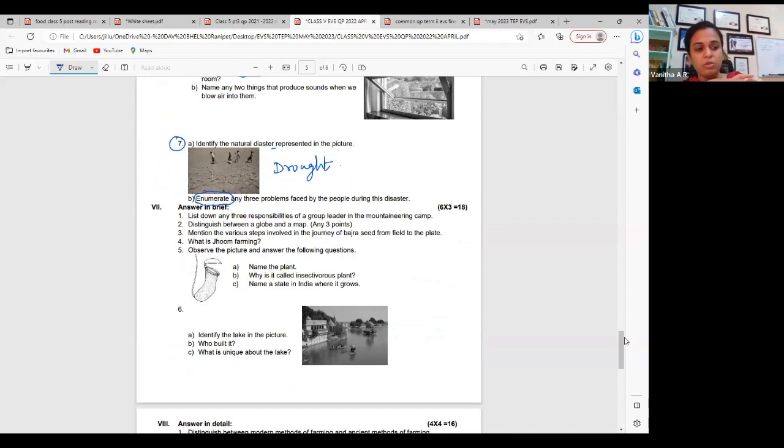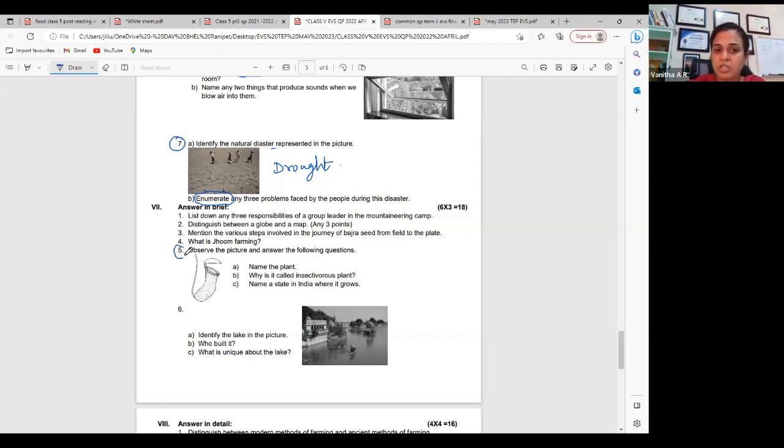See, when a question paper goes to your head of the department or the principal, they'll definitely change 5% of the questions. In that, they'll have to keep questions very challenging. So they even change certain things here, and we are helpless about it. So: enumerate any 3 problems faced by the people during this disaster. Enumerate is again list out.